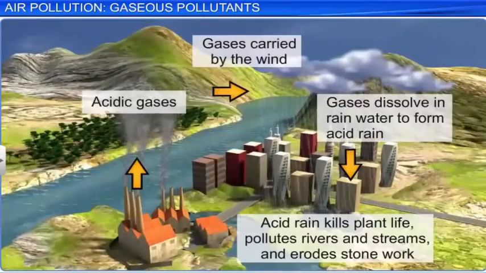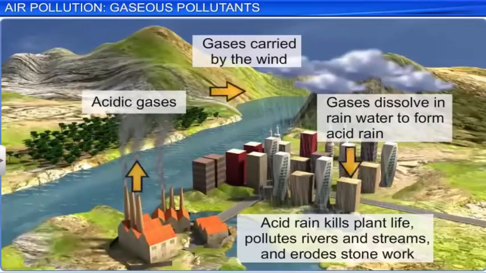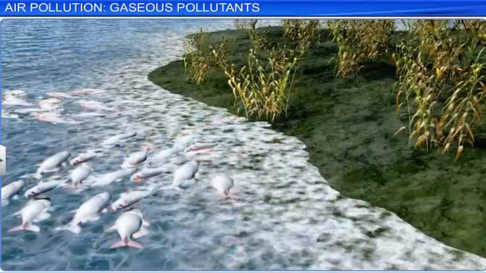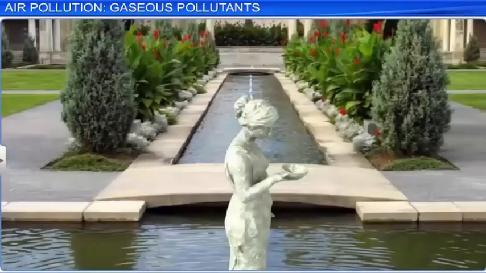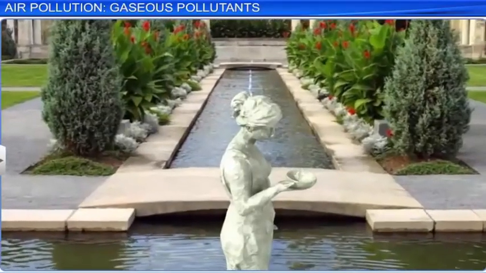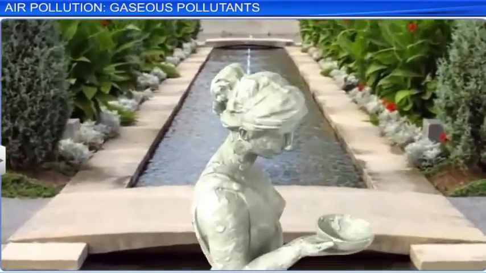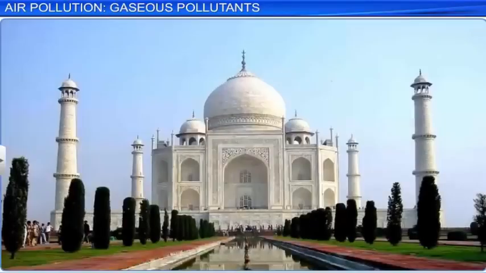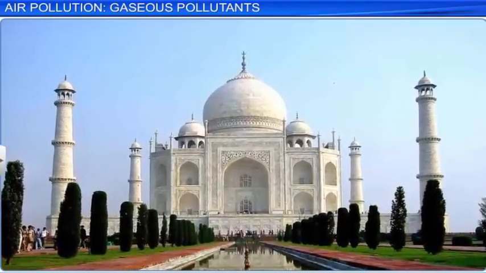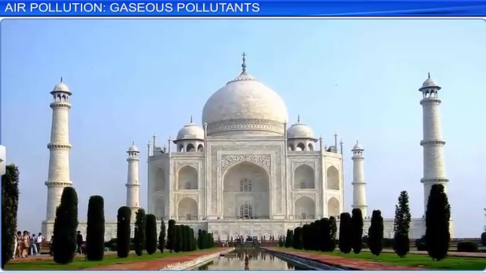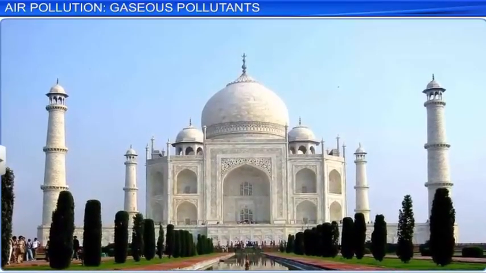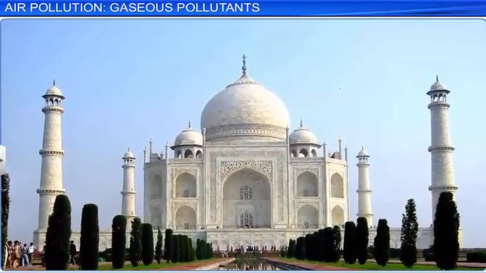Acid rain flows to rivers, lakes, and oceans and harms the ecosystem in them. The acid particles corrode metals and stones, damaging structures made of them. The Taj Mahal, the beautiful monument in India, is being disfigured and rendered lusterless by acid rain.